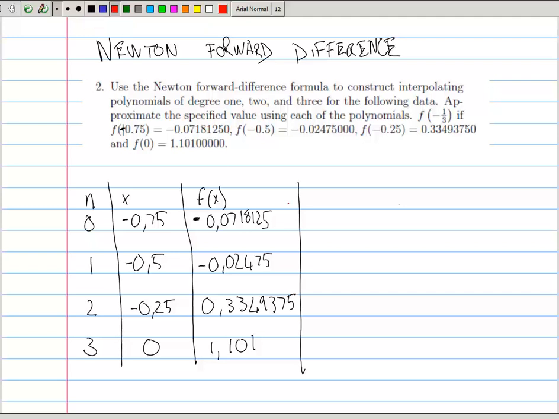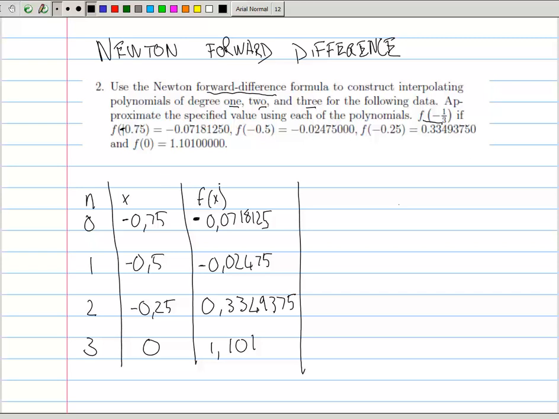So what we're landing up doing here, the forward difference, our question says use the Newton forward difference formula to construct interpolating polynomials of degree 1, 2, and 3 for the following data. Approximate the specified value of each of the polynomials, f of minus a third, if, now there's a typo in your notes, if f of minus 0.75 is equal to this, minus 0.5, that, and so forth.